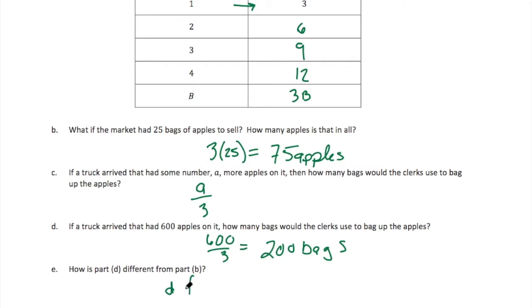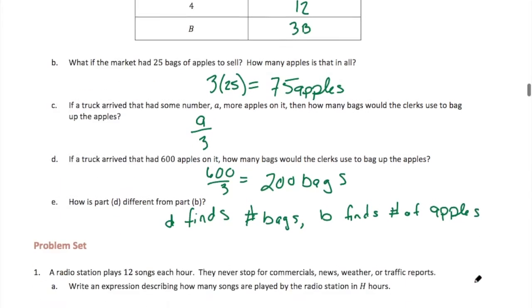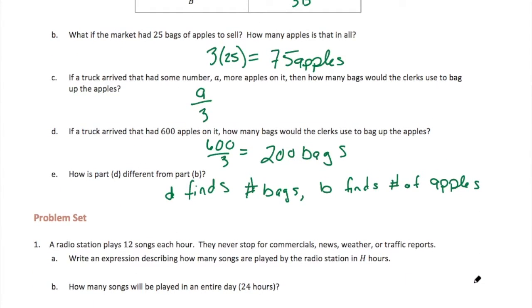So what's the difference between A and B? A divided by 3 finds the number of bags that we need, versus 3B finds the number of apples. So we can go both ways, multiplication and division. So continue to work on those in class.